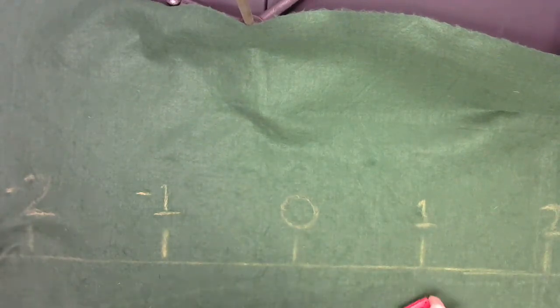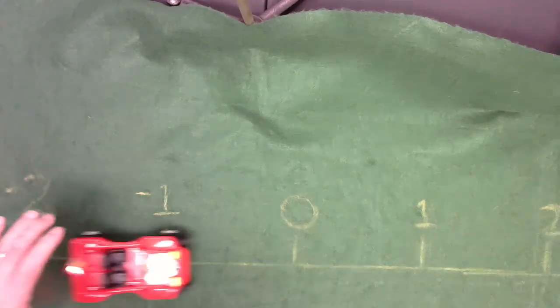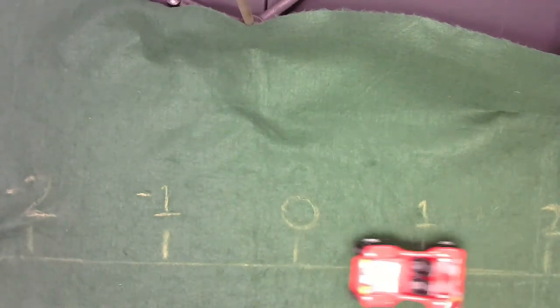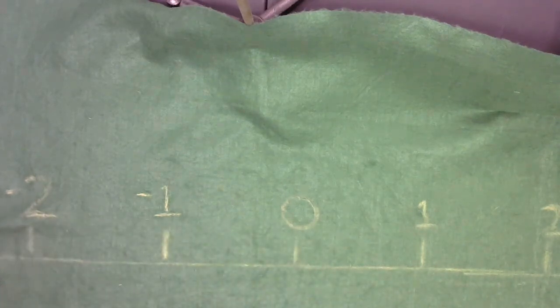So if I had this thing traveling along like this, its velocity is 2 units per second. Its speed is 2 units per second. If I have it traveling this way, its velocity is -2 units per second. Its speed is still 2 units per second.